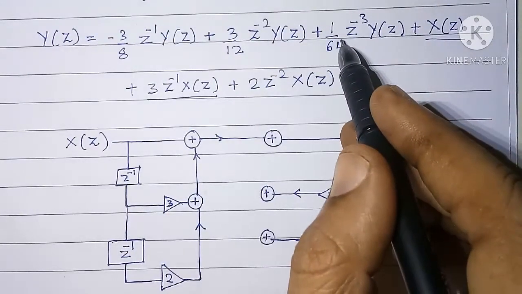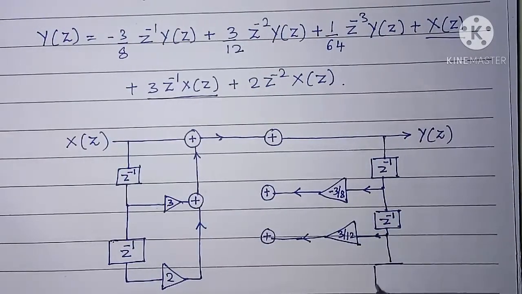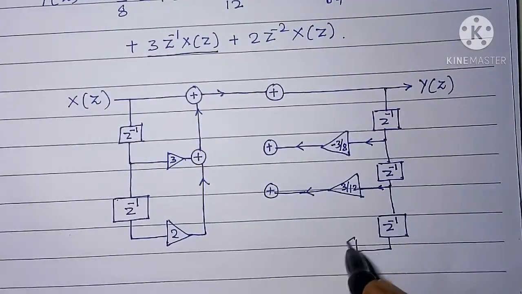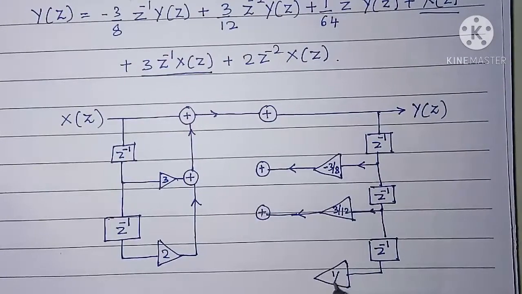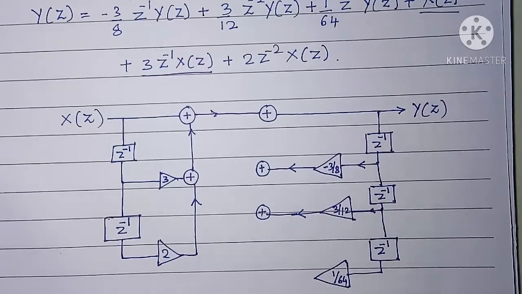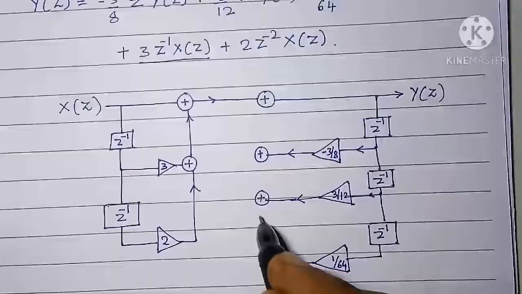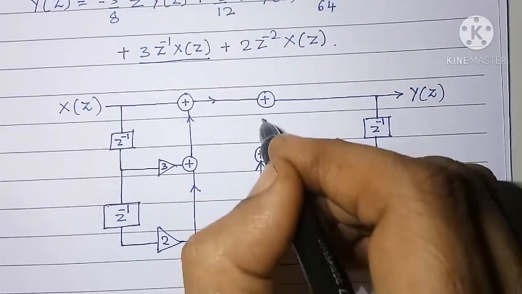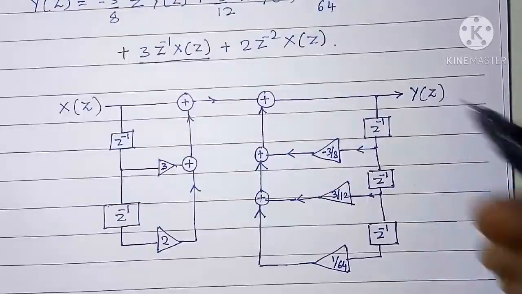Last term is y of z into z raised to minus 3. So y of z into z raised to minus 3 I will get by putting here one delay unit. And this is to be multiplied by what? 1 by 64. So 1 by 64 I will show here. Now I will connect the output to the adder as input. Here also I will do the same thing. Now y of z is ready for us.